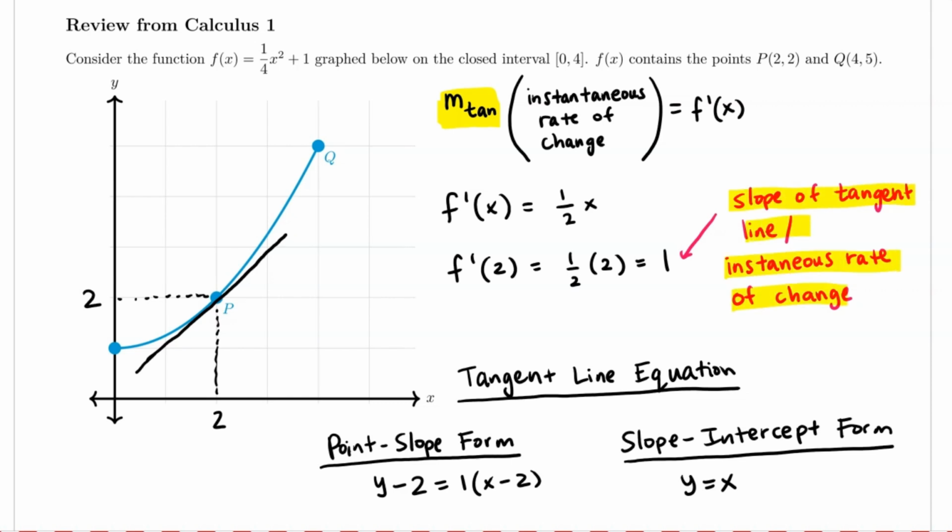And then finally, another thing that we can do is we can find the equation of the tangent line. I've provided that here in point-slope form, as well as slope-intercept form. So that is a quick overview of limits and derivatives from Calculus 1.